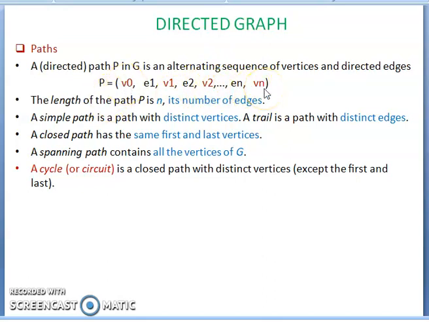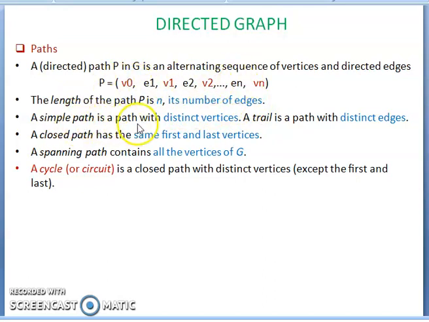So n plus 1 vertices, n number of edges. The length of the path is n. It means the number of edges. Length of the path is equal to the number of edges. This is the length, n.